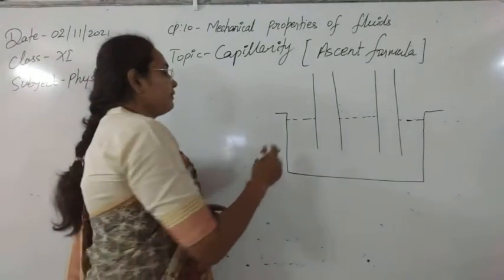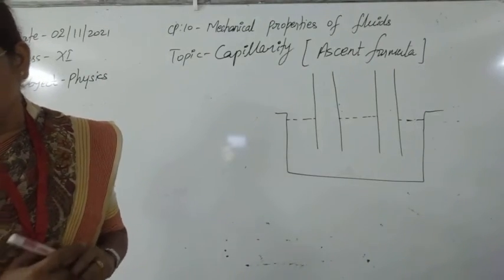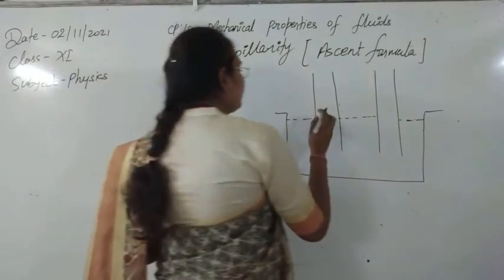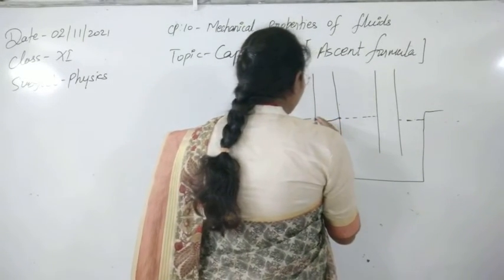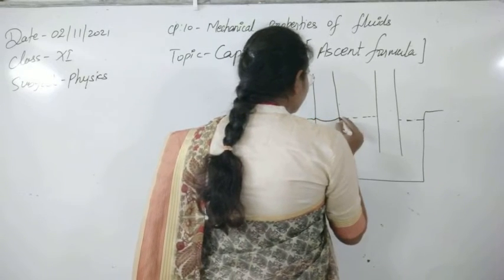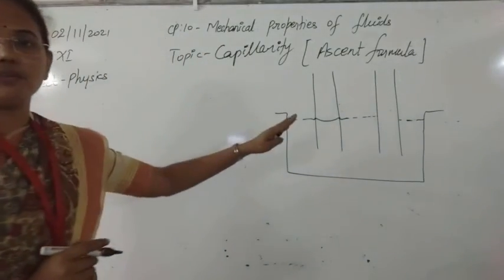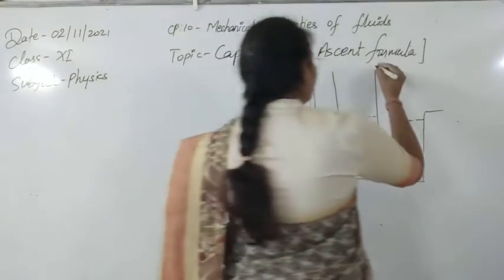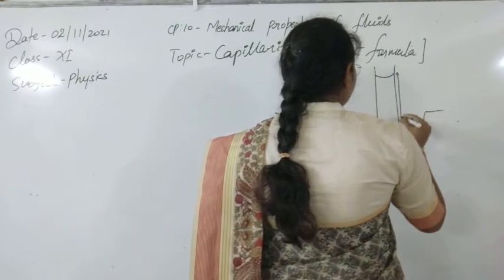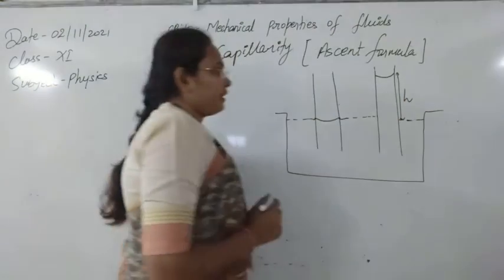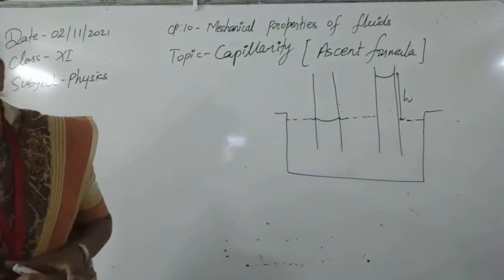Now whenever we dip this capillary tube in the water, at that time some pressure will be created. So whenever we dip it, at that time it will be like this. Its shape you will see, it is obtained in this way. But after some time the level of water will rise up to this limit. So suppose it has risen up to a height h here. So we have to find out the value of h in terms of the known factors.